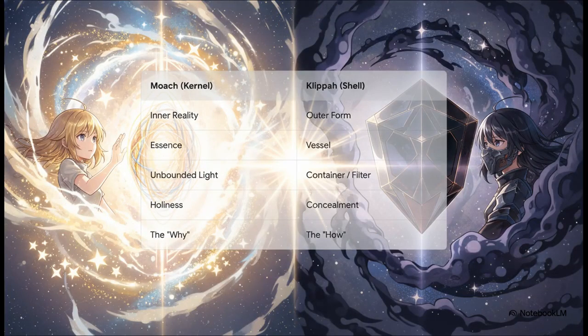This chart just lays out that core duality perfectly, doesn't it? On one side, you've got the Moach. That's the inner reality, the essence, the unbounded light, the holiness. It's the ultimate why. And on the other side, you've got the klipa. That's the outer form, the vessel, the container or filter, the concealment. It's the how of manifestation. Everything you've ever interacted with is a combination of these two forces.